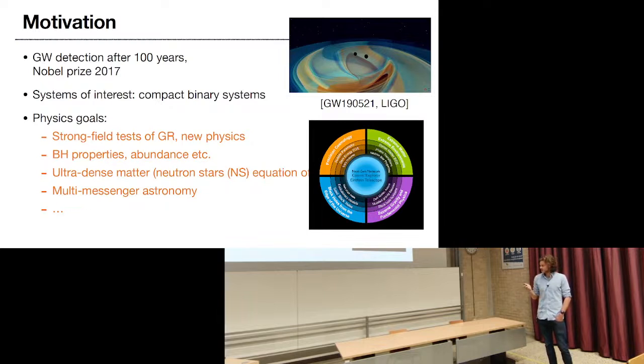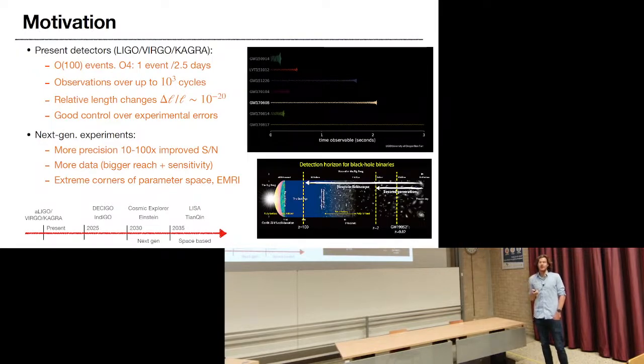And the physics goals of this line of research are also pretty rich. For example, you can use this to do strong field tests. You can do cataloging of black holes. You can do tests of the neutron star equation of state and so on. So right now, this is done by ground-based observatories, namely the LIGO, Virgo, and KAGRA collaboration. There have been around 100 events that have been observed so far, and just recently the fourth run has started for these observatories, and they promise that they will give us about 200 more events in the next few years.